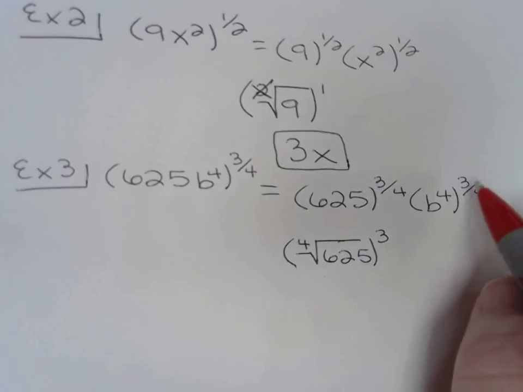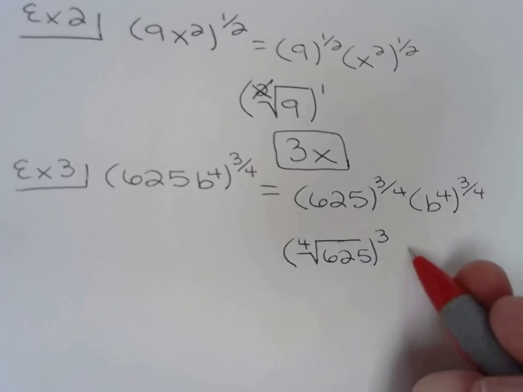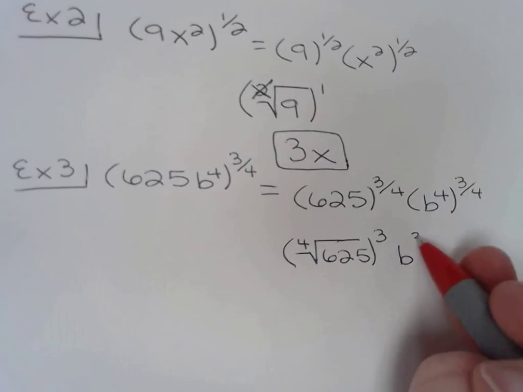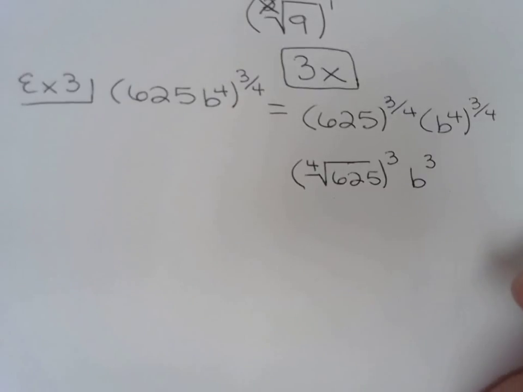So what is 4 times 3/4? You don't need a calculator for this. What do you notice happens? 4 times 3/4, so the 4's cancel, so that just becomes b to the third. So your variable isn't bad. Your constant, your number, is a little bit of work. So we need to take the fourth root of 625.